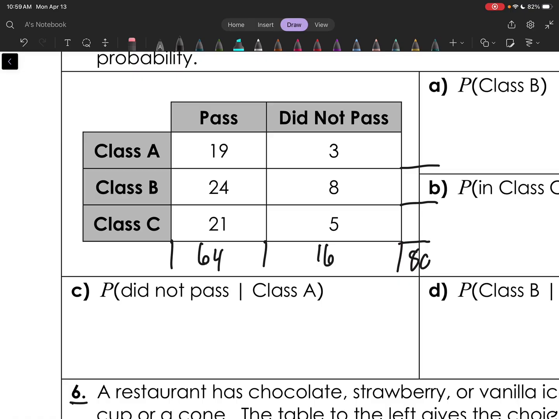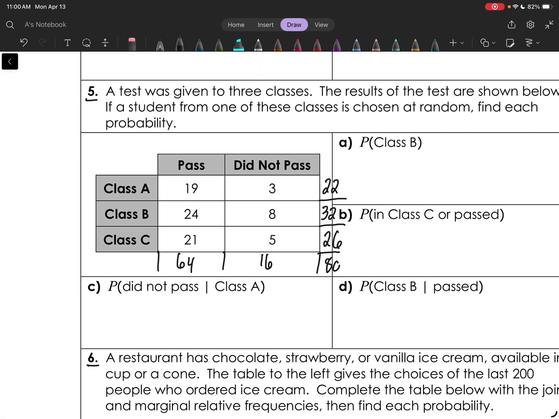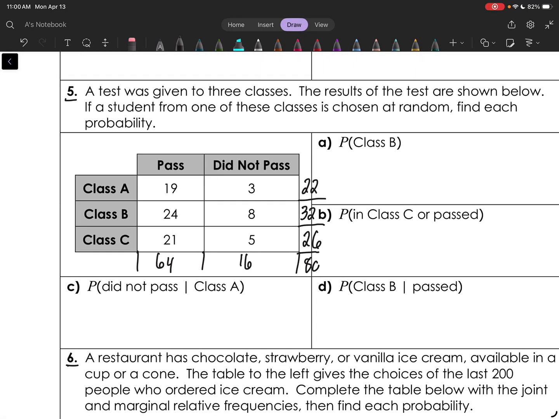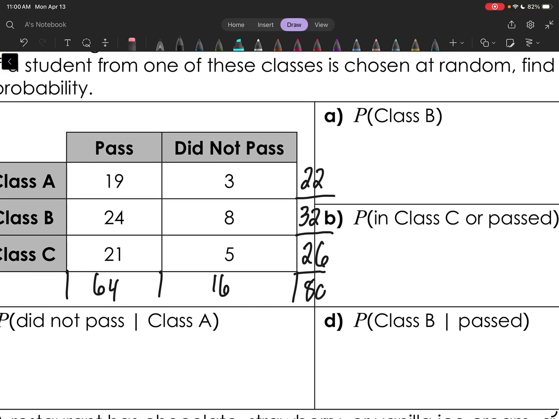19 plus 3 is 22. 24 plus 8 is 32. 21 plus 5 is 26. All right, there's my chart. What is the probability that I choose a student at random and he is in Class B? The total people in Class B is 32 over my 80 people.